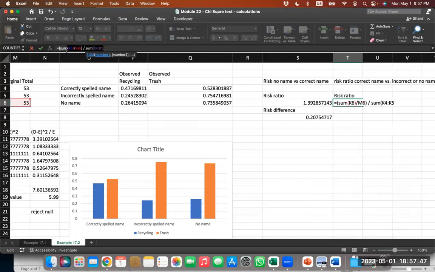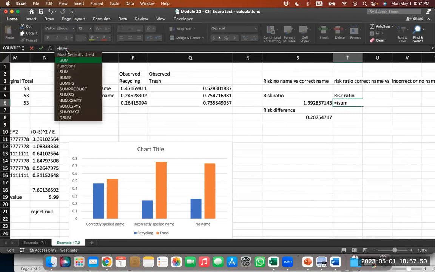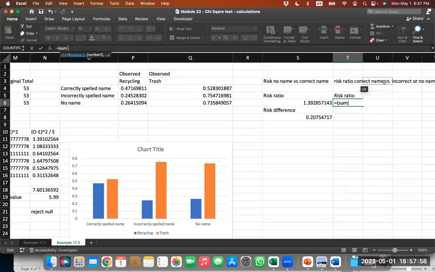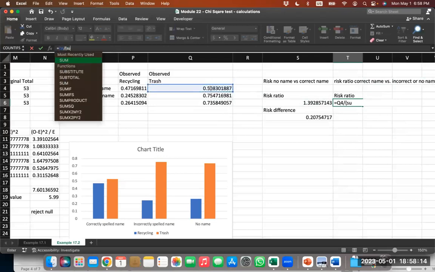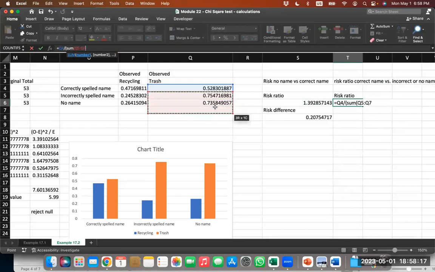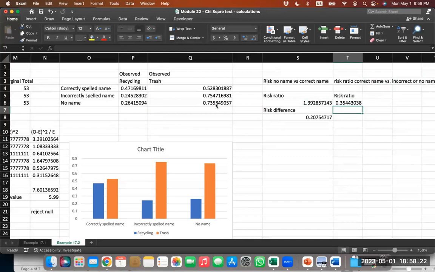So we want to create the group of interest. So we are concerned with correct name versus incorrect or no name. So we are comparing now the sum. So is correctly spelled name. No, we don't need the sum here. Correctly spelled name divided by sum of these two. So here we get, no, that's, yeah.